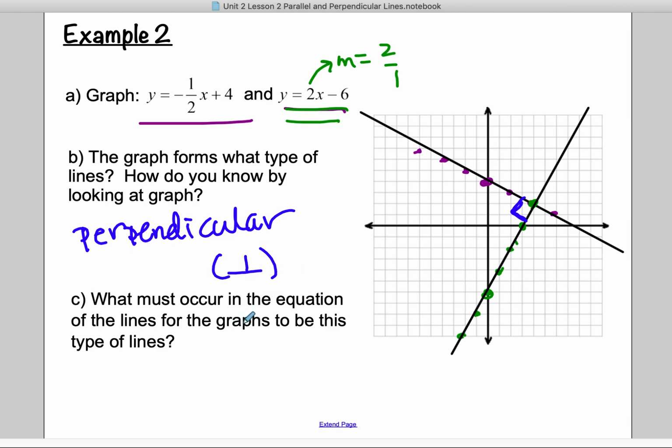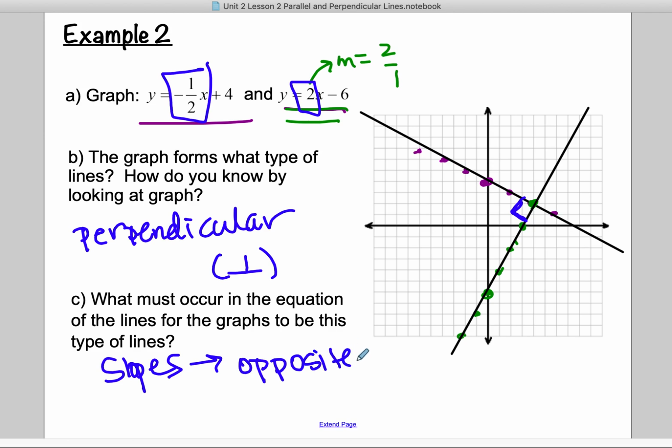And then what must occur in the equation of the lines for the graphs to be these types of lines? Okay, well, my slopes this time are negative 1/2 and 2. The slopes need to be opposite reciprocals.